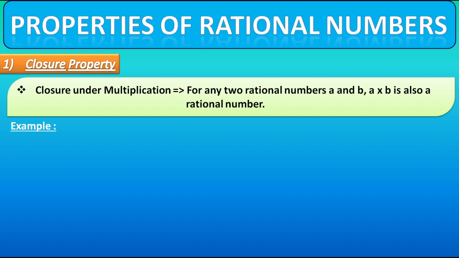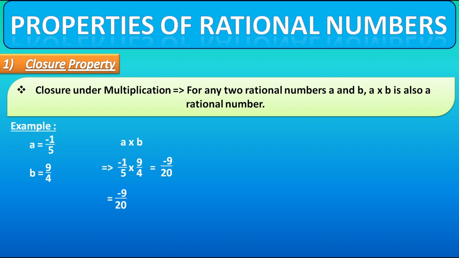Here I am taking the value of a as minus 1 upon 5 and b as 9 upon 4. Now we have to check a into b. What will we get as the answer? So here a is minus 1 upon 5 and b is 9 upon 4. As per the rule of fractions, we have to multiply numerator with numerator and denominator with denominator. That's why minus 1 9s are minus 9 and 5 4s are 20. So I got the answer as minus 9 upon 20, which is a rational number.